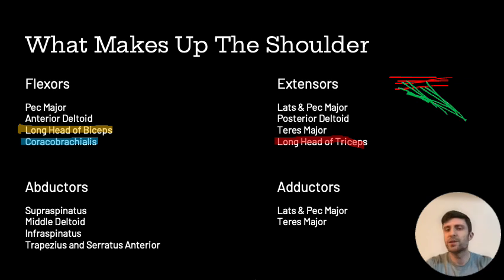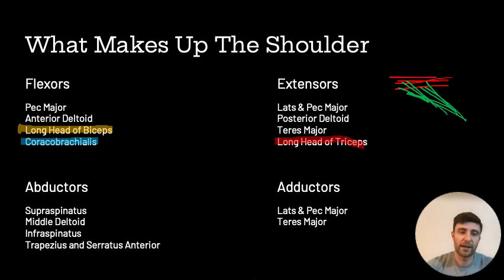Abductors, these are ones that you really hear a lot of people talk about with their rotator cuff having issues, right? The supraspinatus is a huge one. Gets impinged a lot of the time. The middle deltoid, not one that gets impinged all the time. The infraspinatus, one that gets a lot of issues, which we'll get into here in a second. And the trapezius and serratus anterior. Serratus anterior, just real quick, is going to be one of your big protracting muscles, one of your big puncher's muscles, if you will.